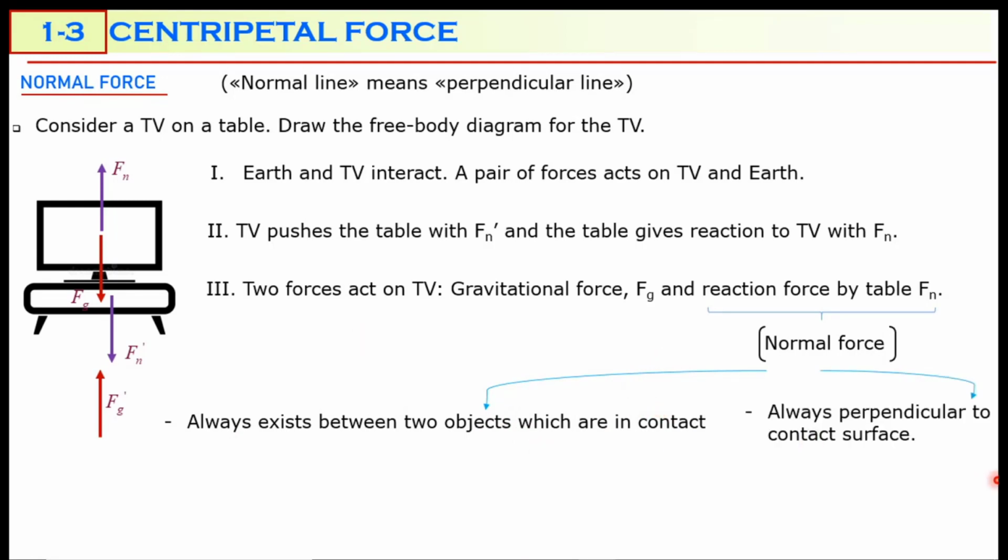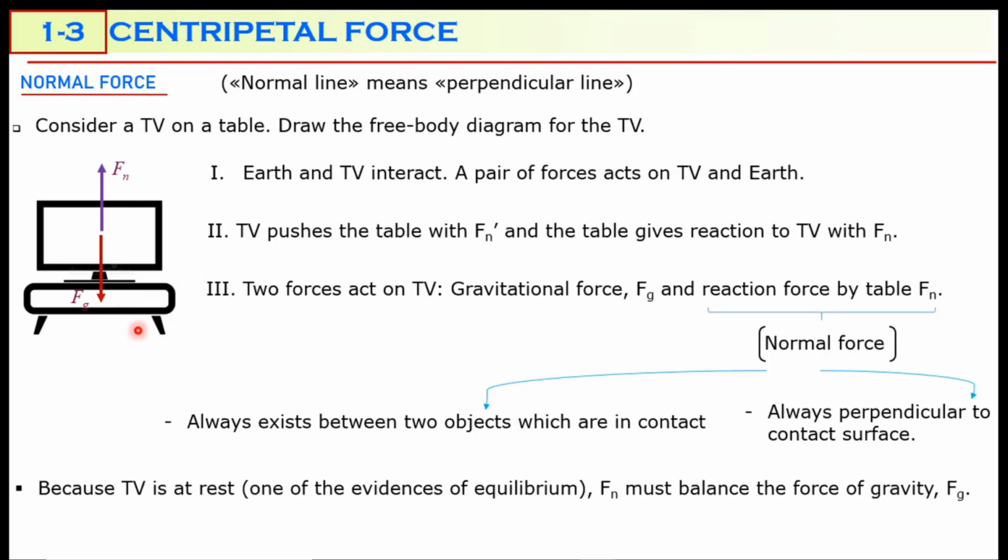And this normal force is always perpendicular to the contact surface. Now look at the contact surface. Is it horizontal? Yes. In this case, the normal force must be vertical. So the contact surface is horizontal, and the normal force from the table is vertical. Normal force is always perpendicular to the contact surface.